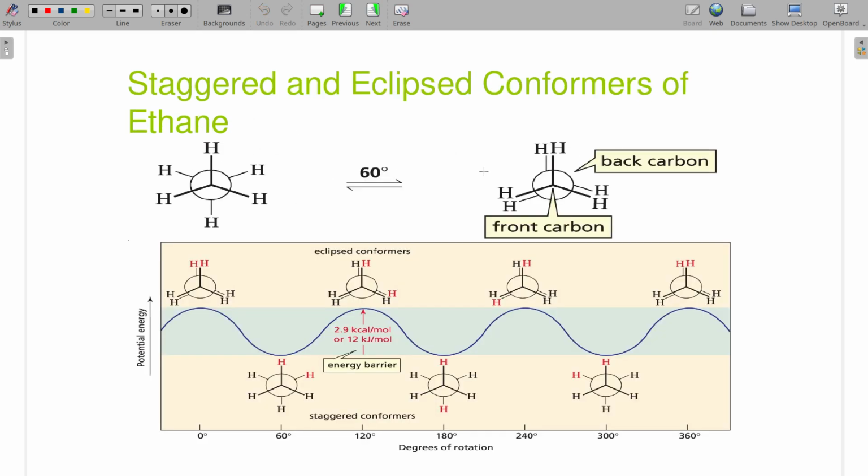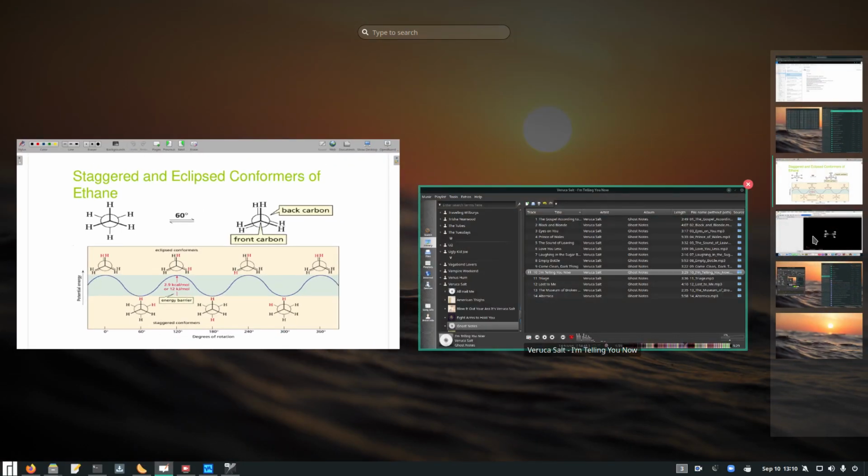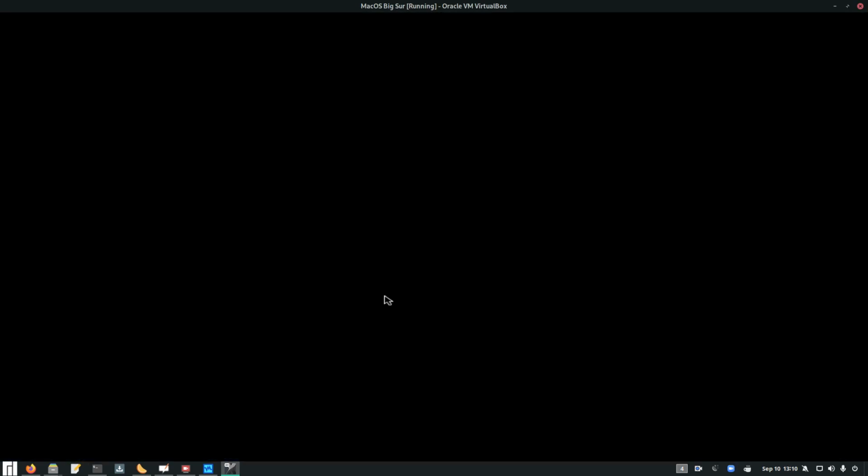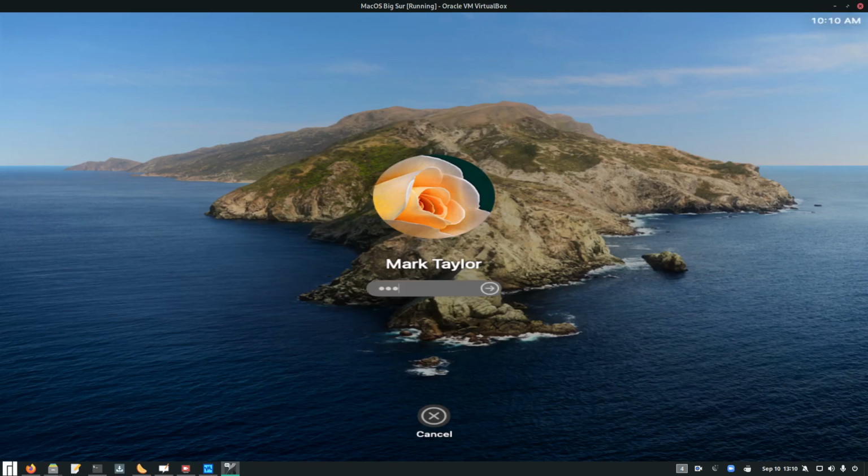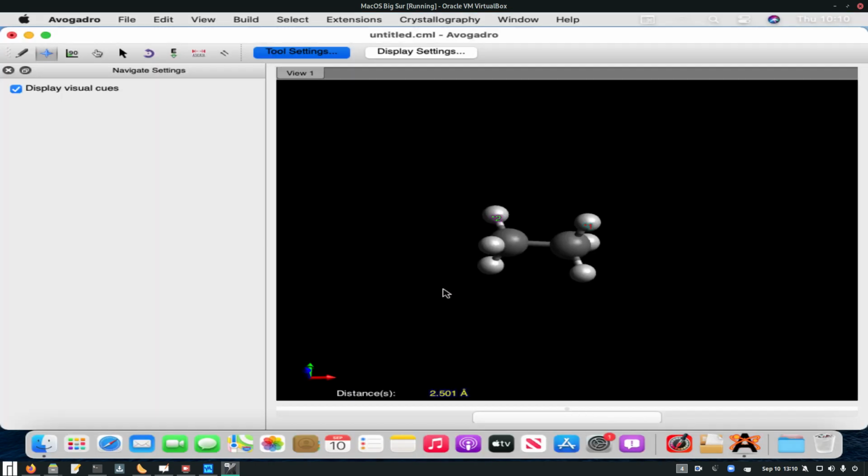Now, I have this picture here. I want to show you what it talks about. I'm going to switch over to Avogadro. Remember that wonderful program? All right, so I have that same molecule here. And let me rotate it so we can see what we're talking about. So it is just ethane.